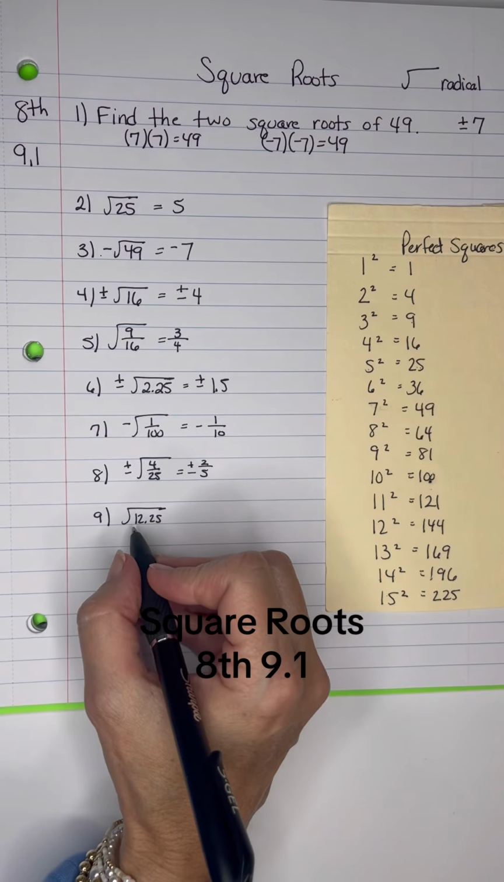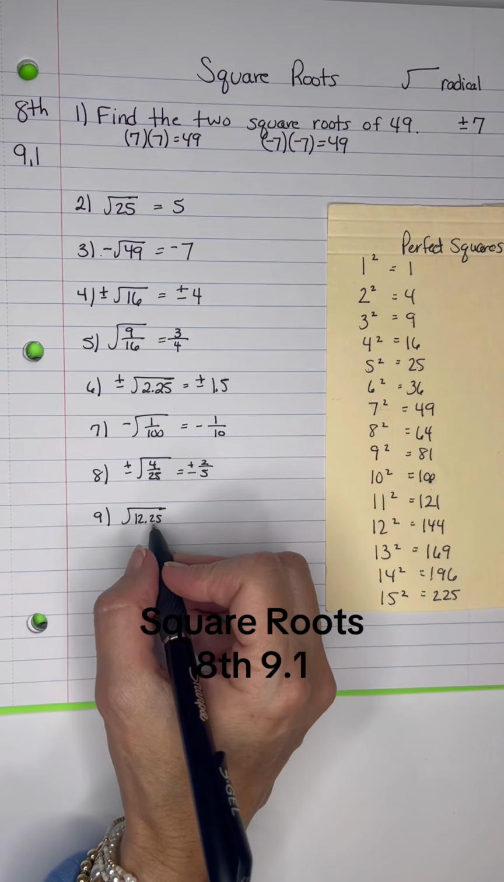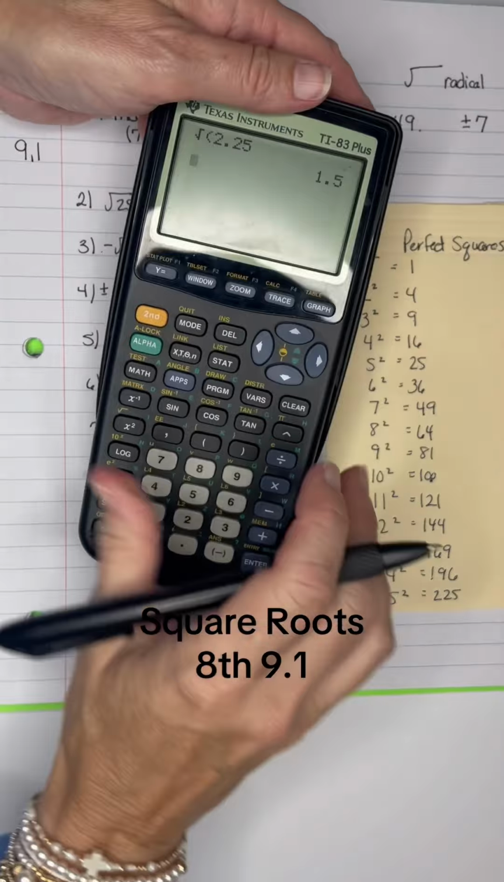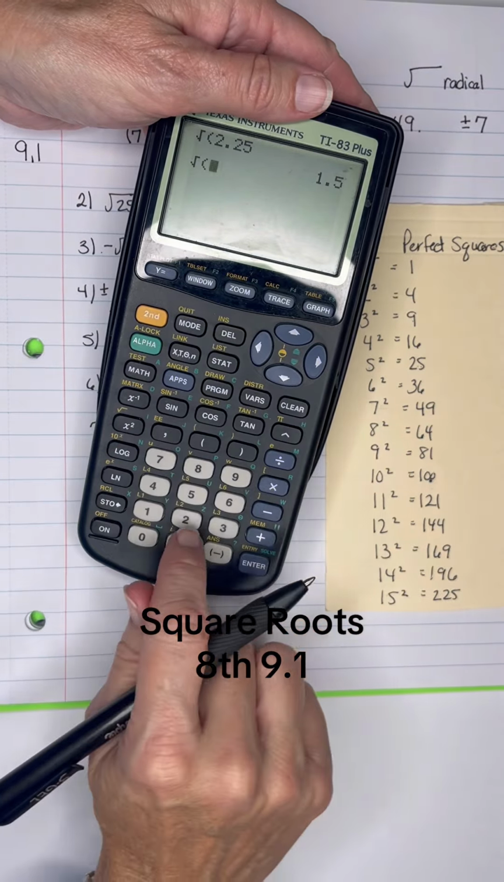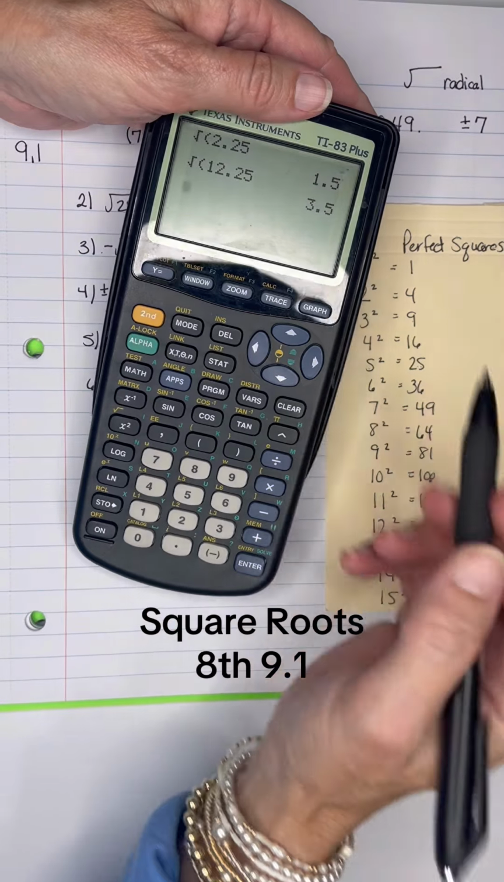And then here, again, we got 12.25, the square root of 12.25, so square root. I think I hit the wrong place. Let's see. Square root of 12.25 is 3.5.